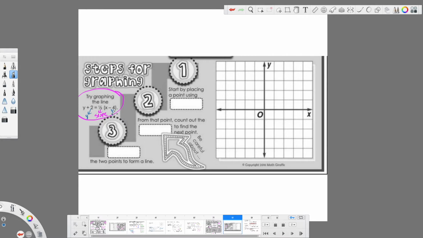I know there's an x and a y here, but remember there was an x and a y in y equals mx plus b too. So there's always an x and a y. This is just an extra, an actual point we're given. Okay, so we're going to start by placing our point.